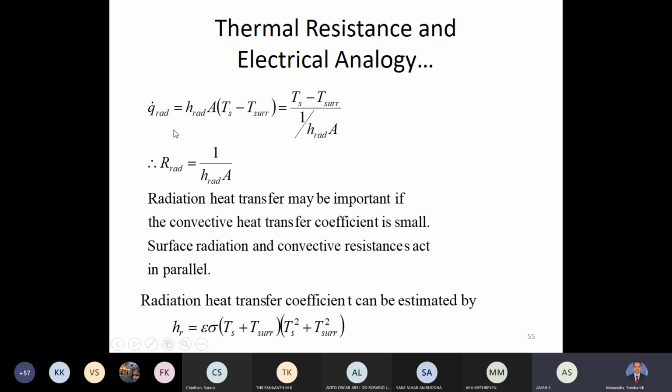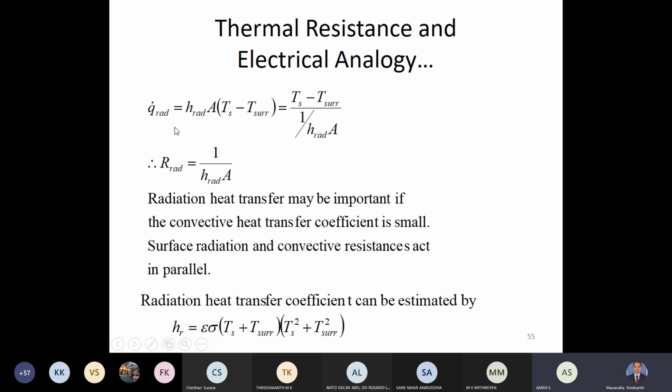Similarly, if you have radiation, it can be written as h, the radiation heat transfer coefficient, multiplied by the area multiplied by Ts minus T surrounding. Remember, this is not the basic way of estimating the heat transfer coefficient. This is one way of treating radiation similar to convection, where we get this radiation heat transfer coefficient. Earlier we have seen how to estimate it; this equation is used to estimate the radiation heat transfer coefficient.